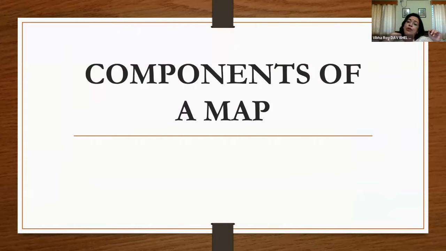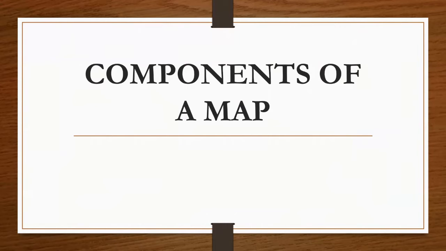What are the components of a map? What do you mean by the word components? Yes, anybody wants to answer? What do you mean by component? What are the symbols, things and signs which are used inside the map? What are maps composed of? What do they need? What are the main components that make up a map?